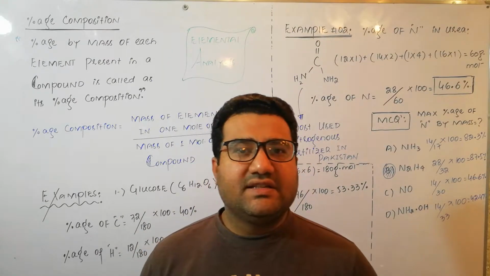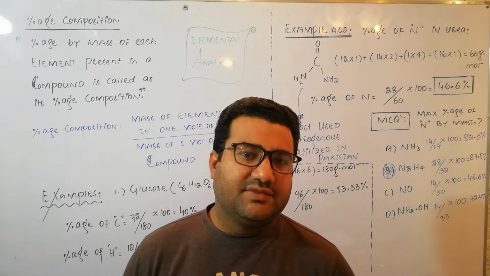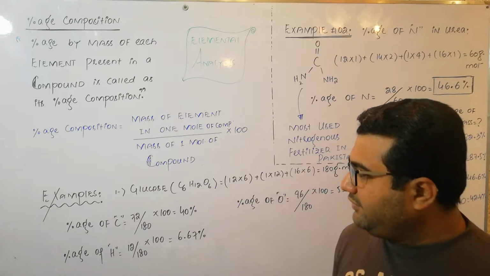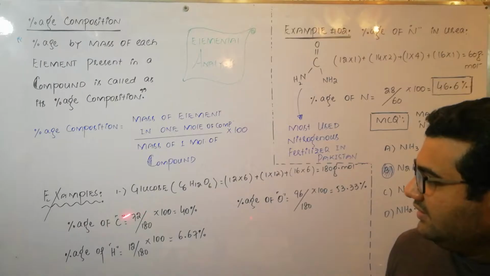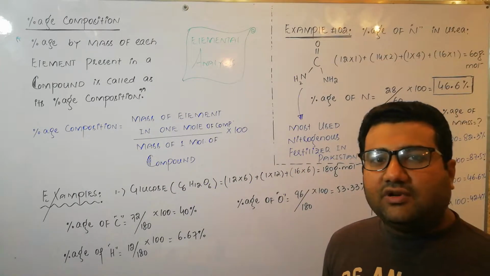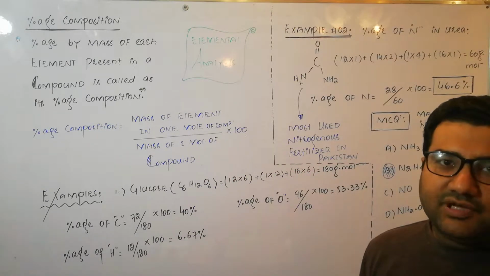Glucose has formula C6H12O6. There are 6 carbon atoms, 12 hydrogen atoms and 6 oxygen atoms in glucose. First of all we will calculate the percentage of carbon, but before that we must have an idea of the molar mass of glucose. How to calculate it? As there are 6 carbon atoms, 12 into 6, plus 1 into 12 for hydrogen, plus 16 into 6 because there are 6 oxygen atoms. When we sum all these parts, the molar mass comes out to be 180 grams per mole.